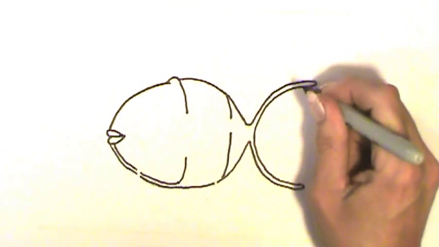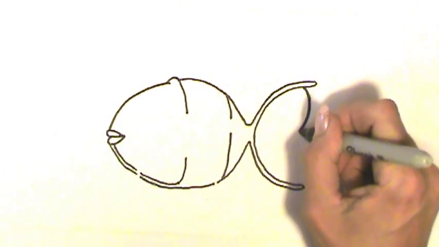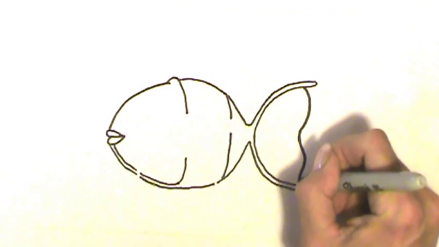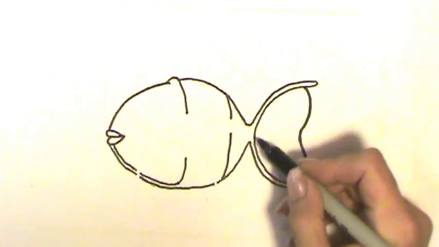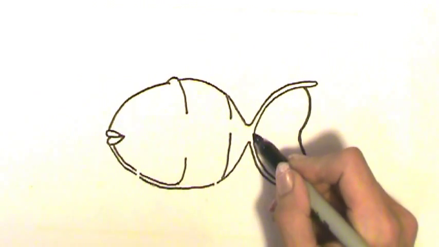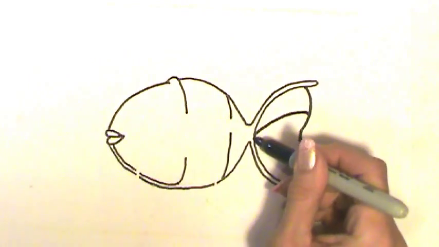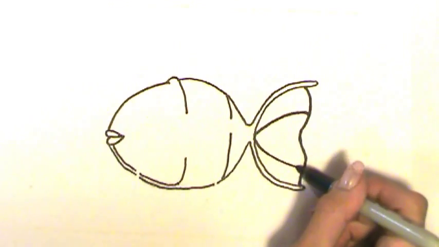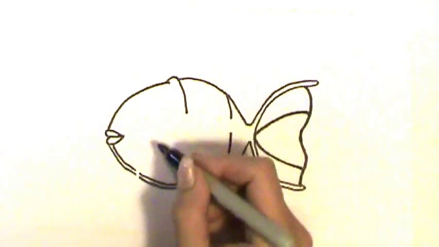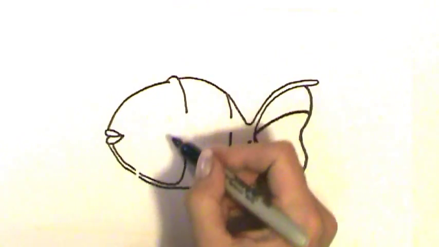We'll start under here and we're going to make it wavy, just slightly wavy. And then there are two lines coming from the fish's body out towards the end of the fin. There's a side fin and we'll do that.